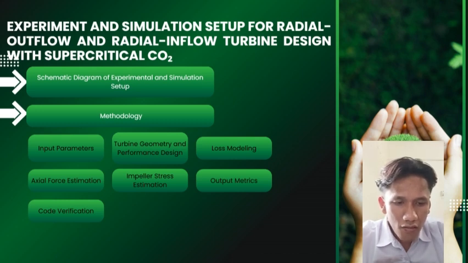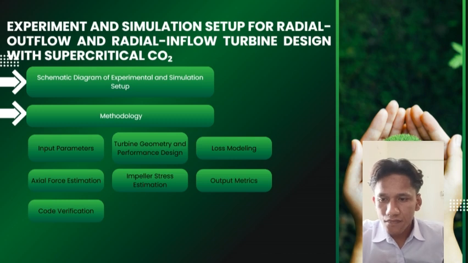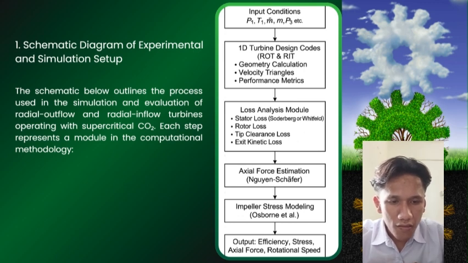So this research examines the potential of radial outflow turbines. ROTs are less commonly used, but may offer better performance at lower speed and a wider operating range. Schematic diagram. The main objective is to see whether using ROTs can improve turbine design and efficiency for small-scale, high-temperature supercritical carbon dioxide power systems compared to RITs.